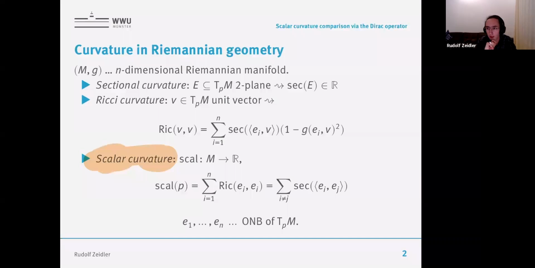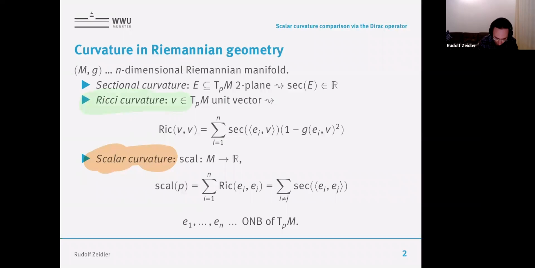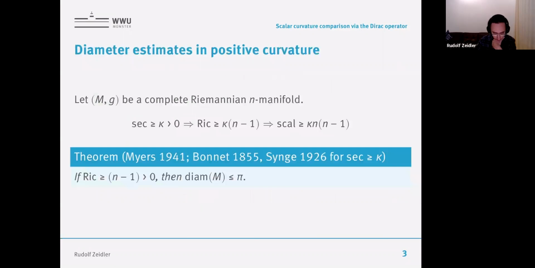Let me just mention one particular fact that concerns Ricci curvature: the classical diameter comparison theorem of Myers. As a setup, if the sectional curvature is bounded below by some constant, then the Ricci curvature is bounded below by some other constant, where you get a factor involving the dimension. And the scalar curvature is then bounded by another constant, where you get another factor involving the dimension.